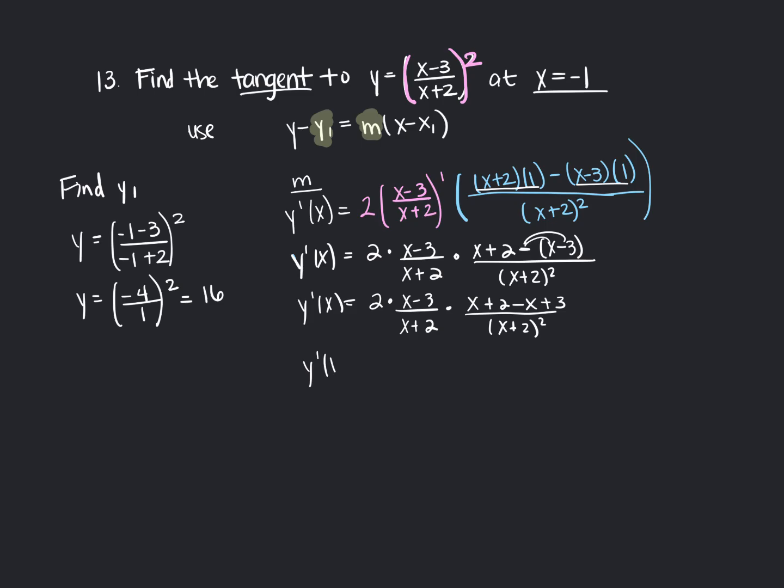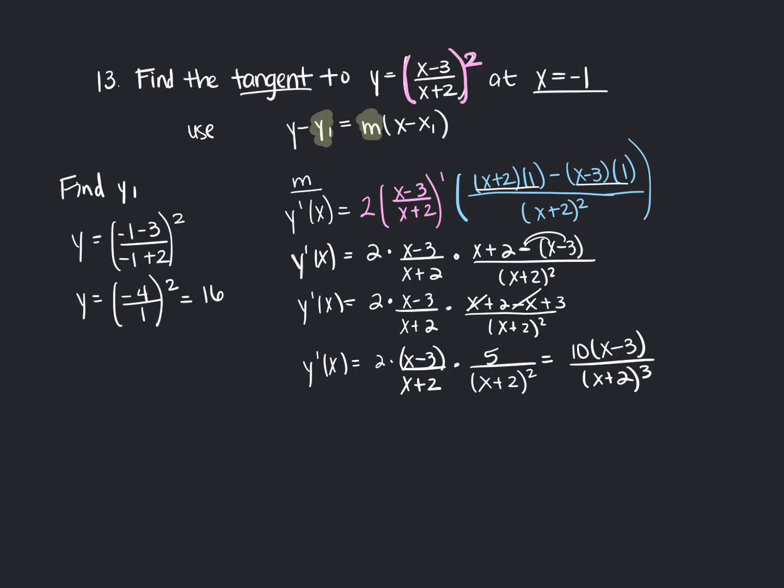So y prime of x is equal to 2 times x minus 3 over x plus 2 times x minus x cancels, so I get times 5 over x plus 2 squared. So now I can multiply straight across, and this gives me 10 times x minus 3 over x plus 2 cubed.